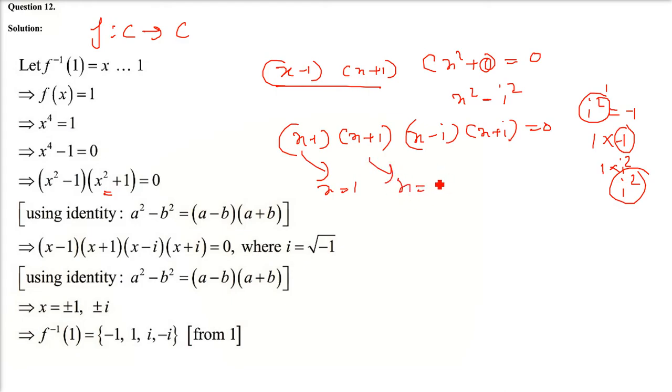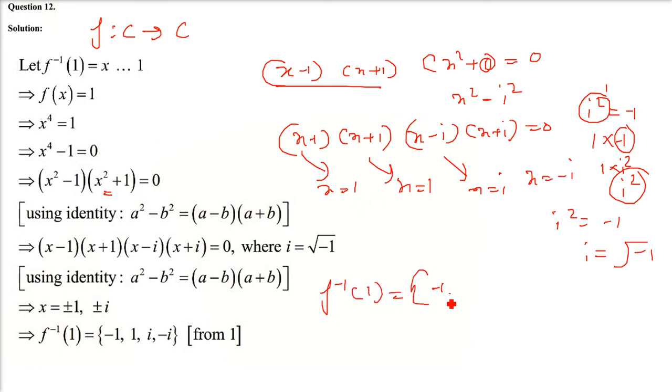And from here you get x equals i, from here you get x equals negative i. So this is the solution. i square equals minus 1, that is i equals under root minus 1, which we have used. So f inverse of 1 is equal to negative 1, plus 1, along with this you are going to get i and negative i.